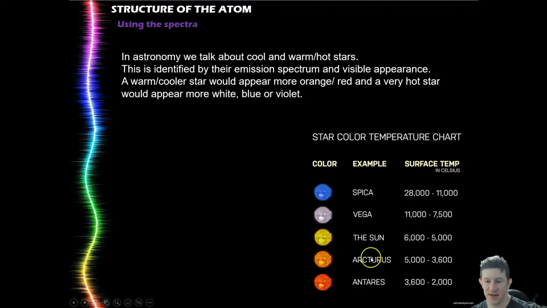So we can see some examples down here. Our sun is around 5,000 to 6,000 Kelvin at the surface, and we see it as that yellowy color. If we go down to Arcturus or Antares, we see they're much cooler. We see a yellowy to reddy color. And then as we go hotter, we start to see more of the white, and then if we go hotter again, we see more of that blue tinge star.